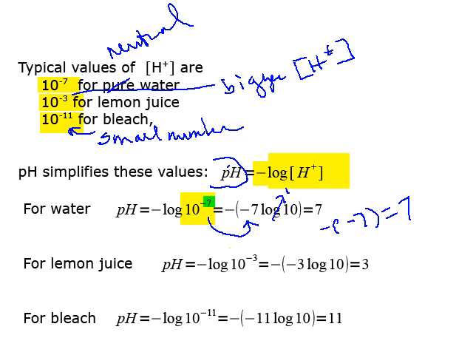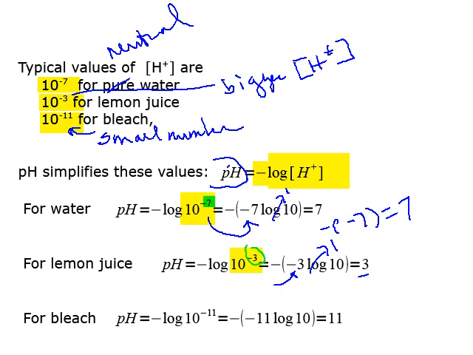Here we have minus the log of 10 to the minus 3. Same process happens. The minus 3 comes out in front. And of course, log to the base 10 of 10 is 1, so the answer is 3. Again, all the pH did was grab this little minus 3. And for bleach, of course, the pH is 11.